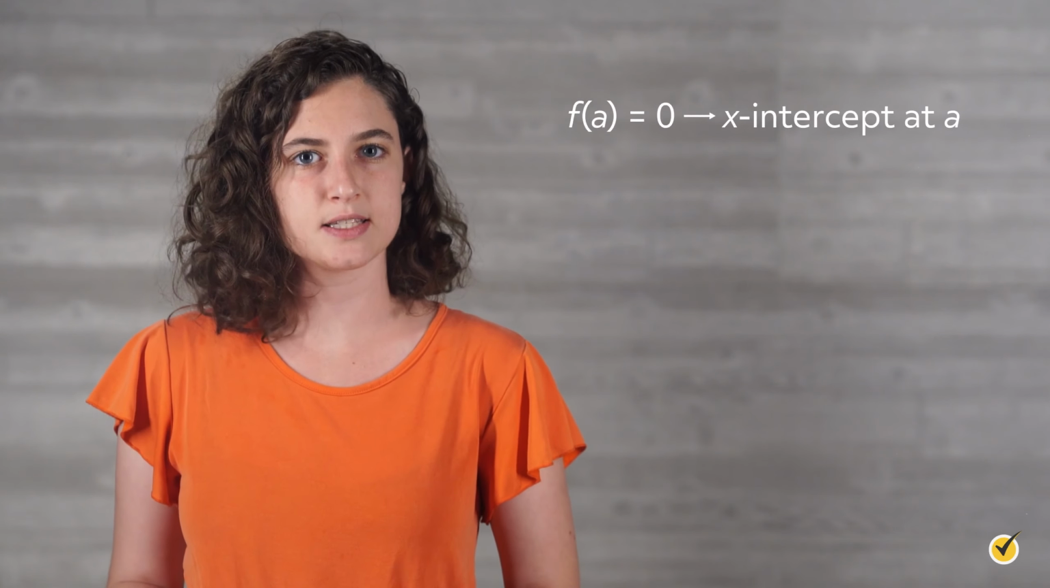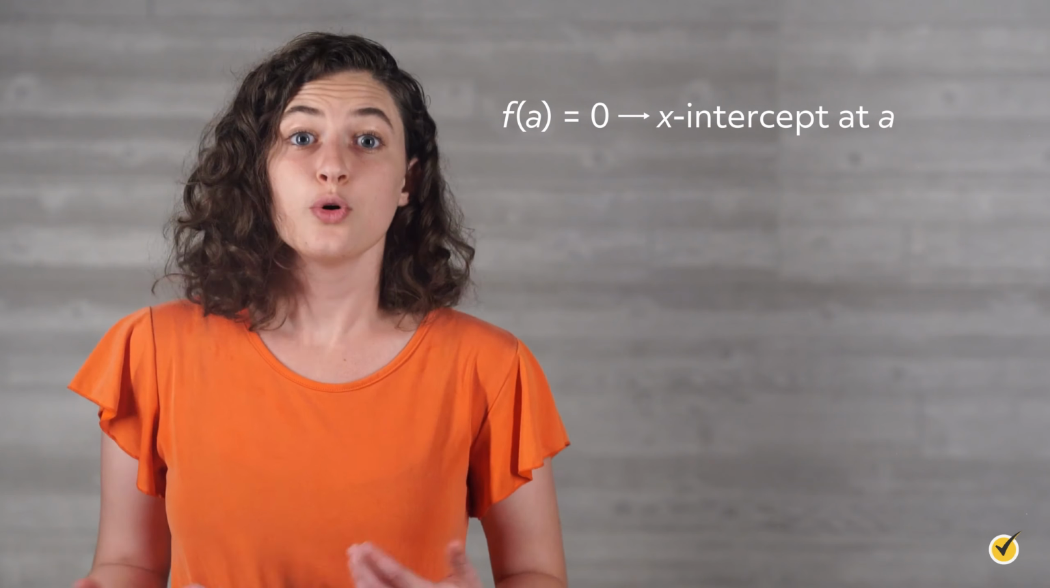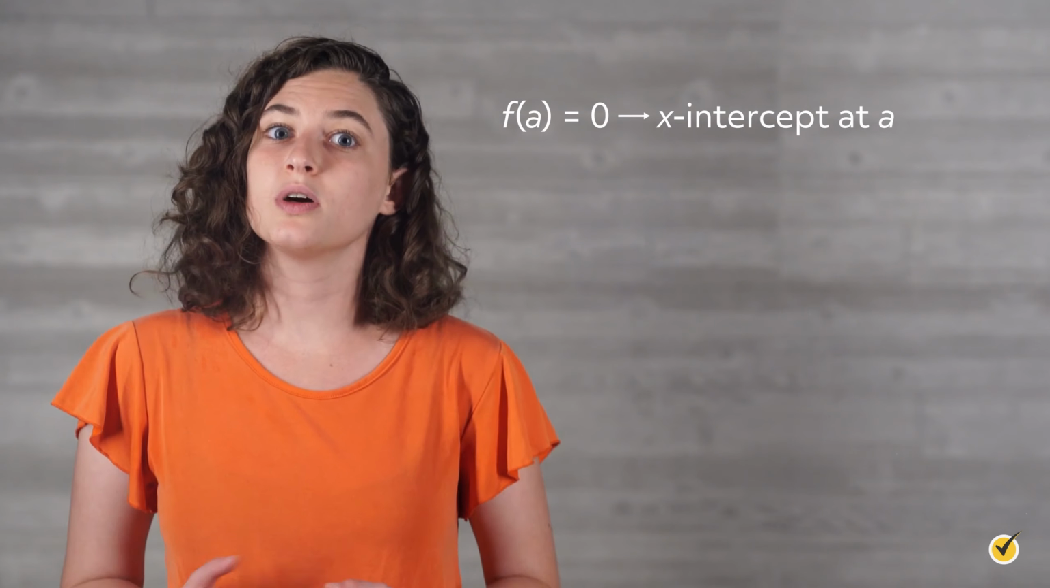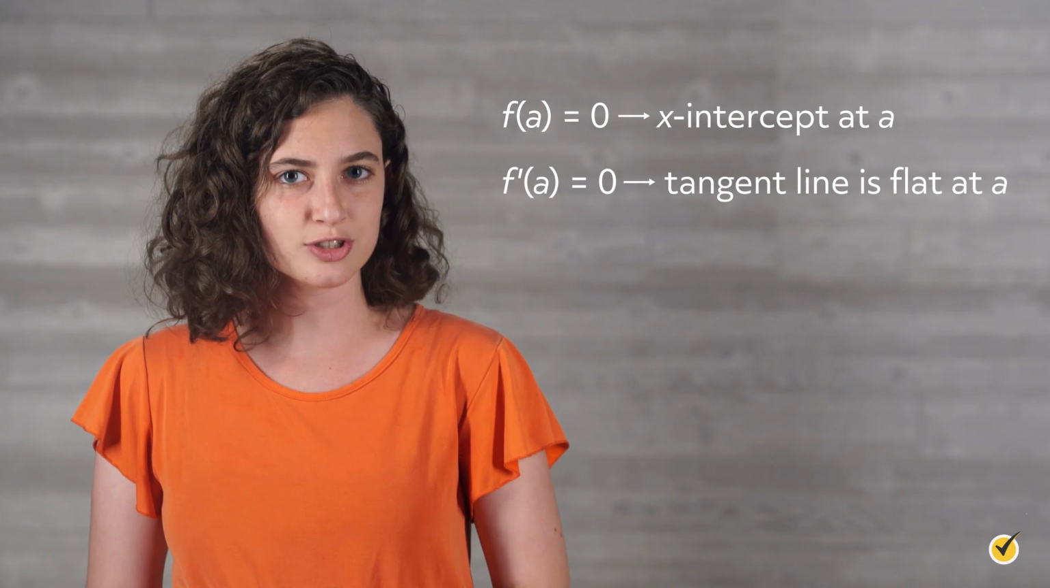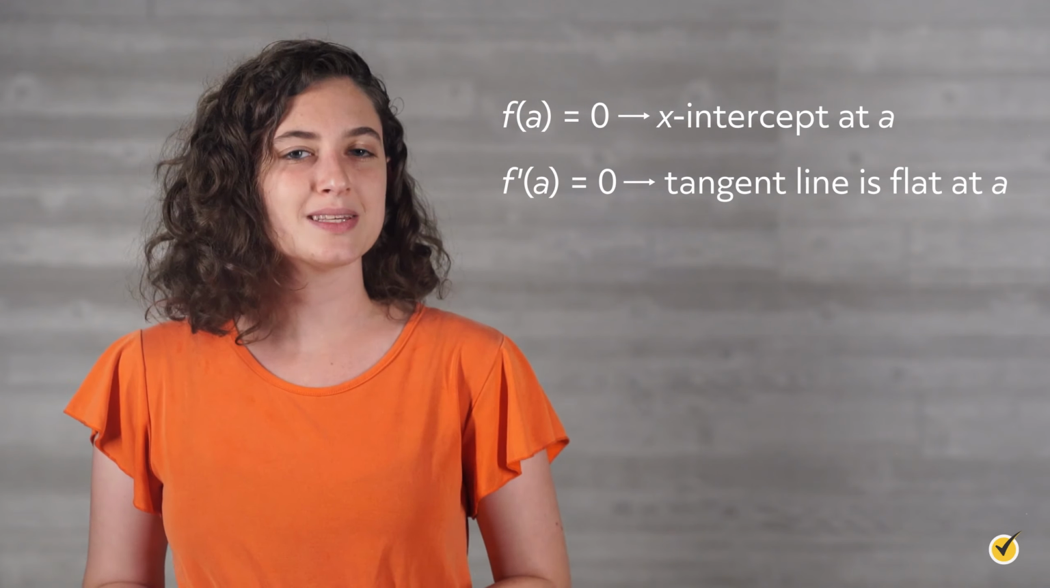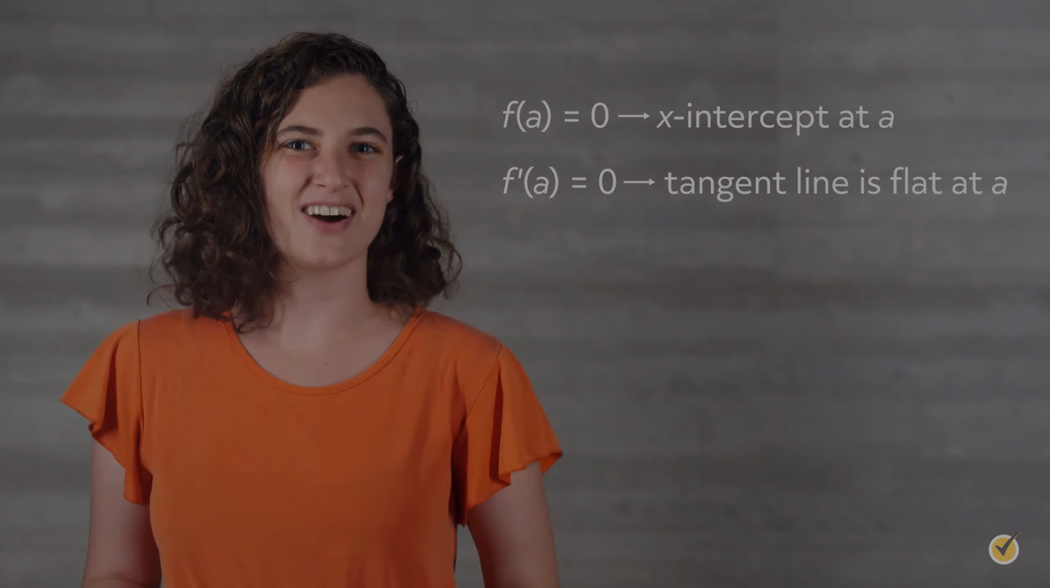We already know that setting a function f of x equal to 0 and solving will give us the x-intercepts for that function. We also know that setting the derivative f prime of x equal to 0 and solving will give us the points where the function's tangent line is horizontally flat. What kind of information do we get from the second derivative, though? Let's find out.